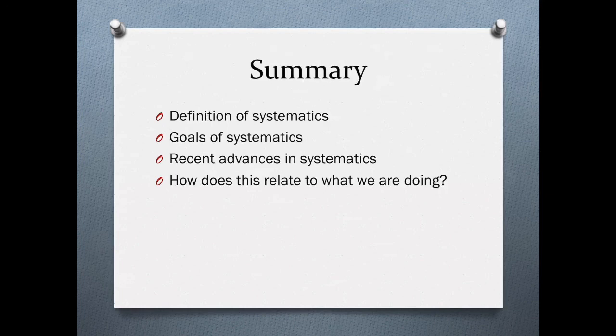So it's important to understand that these are things that can be helpful to us. So from a what do I need to know perspective, what is the definition, right? What are we trying to do with this particular science? What are some of the goals? And how can systematics relate to things that we are doing? This is a science that appears very technical, and it appears unrelated to agriculture and horticulture, but it can actually be beneficial to growers at all levels.